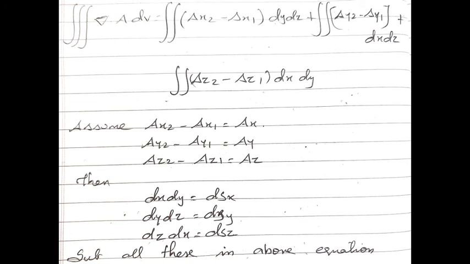After that we assume ax2 minus ax1 as ax, ay2 minus ay1 as ay, and az2 minus az1 as az. As we know, if you multiply dx and dy, dx is one side and dy is another side. If you multiply the sides, we get the area, that is ds. So dx dy is equal to dsz, dy dz is equal to dsx, and dz dx is equal to dsy. We have to substitute all the terms in the above equation.